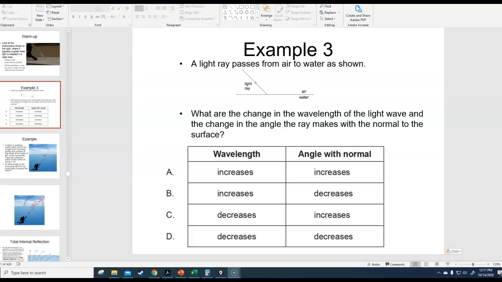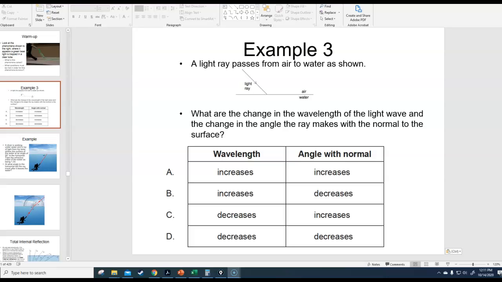Okay, take a look at example 3. This is from the IB exam from a couple years ago. It's a multiple choice question. It says a light ray passes from air to water as shown. What are the change in the wavelength of the light wave and the change in the angle the ray makes with the normal to the surface? Okay, so try to answer that question on your own.